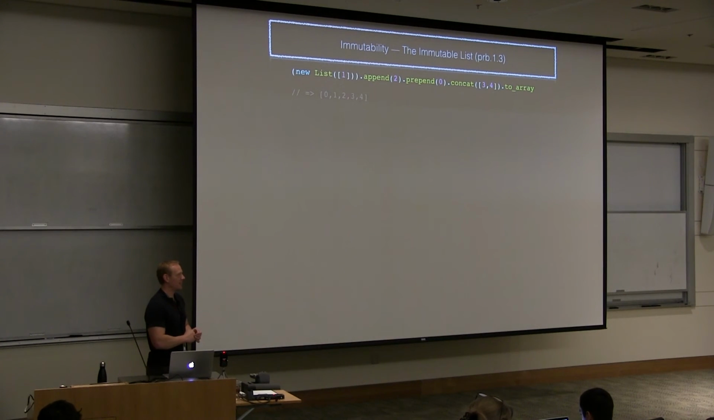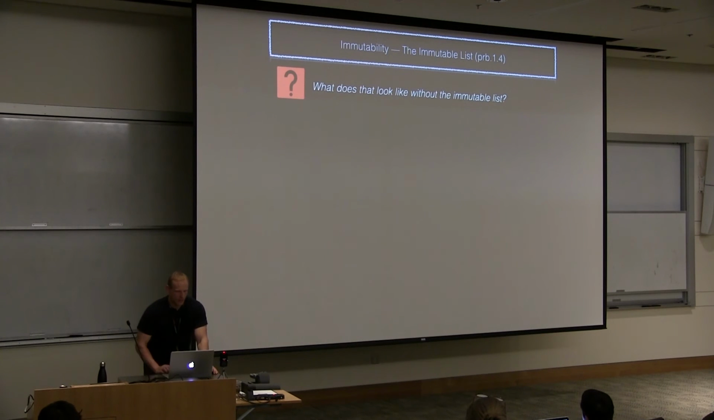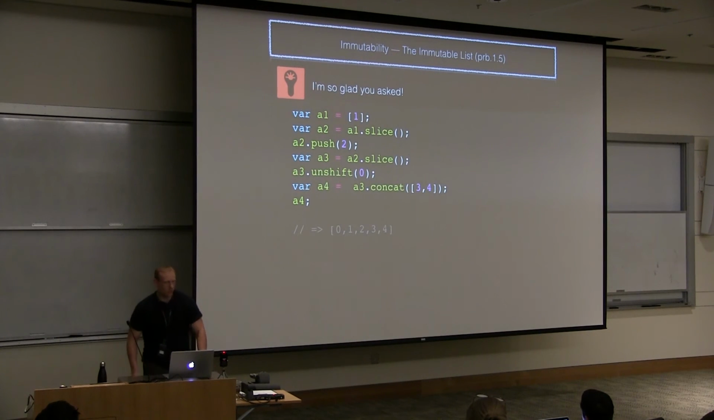So why can't we do this in JavaScript again? You can do this in JavaScript, but let me show you what it looks like. Look at the number of operations I'm doing here. So I've got a list. Yeah, 3, 4. What does that look like without the immutable list? That's what it looks like.